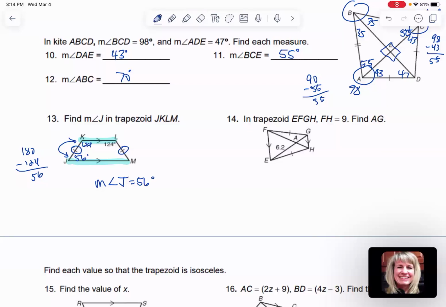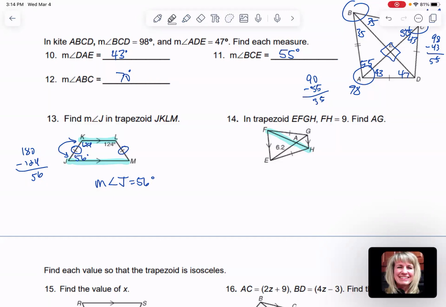In trapezoid EFGH, segment FH is 9. That's this whole segment right here. I know this is an isosceles trapezoid again because I have these two legs that are congruent and I have the bases that are parallel to each other. It's just drawn sideways kind of.